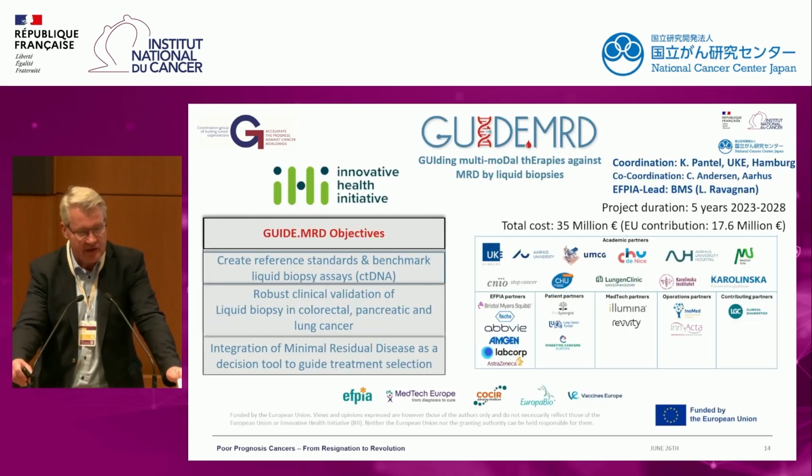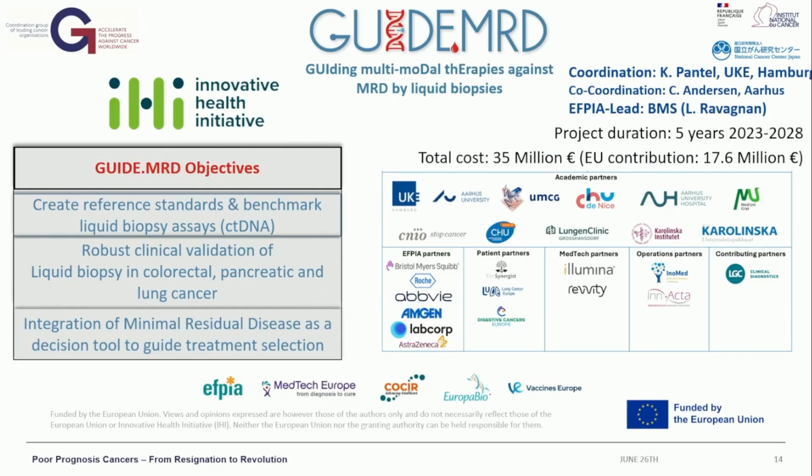So this is actually the scheme of our ongoing consortium. It's an IHI consortium of the EU, so it's a public-private partnership between academic institution and industry. We have the following objective. We want to create reference standards and benchmark ctDNA assays. We want to do then a clinical validation in colorectal, pancreatic, and lung cancer, and then integrate MRD as a decision tool to guide treatment selection.